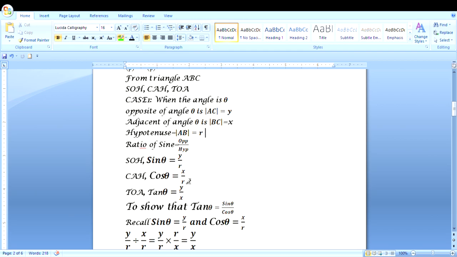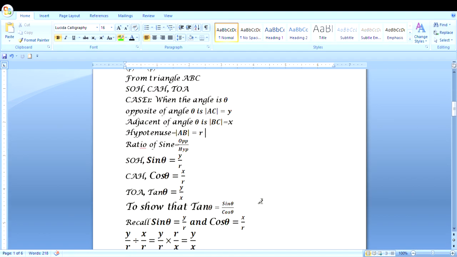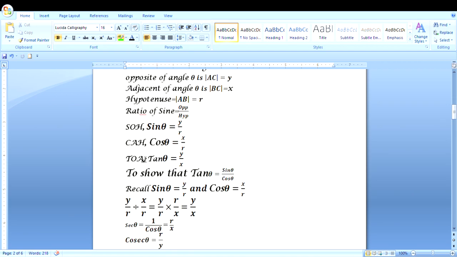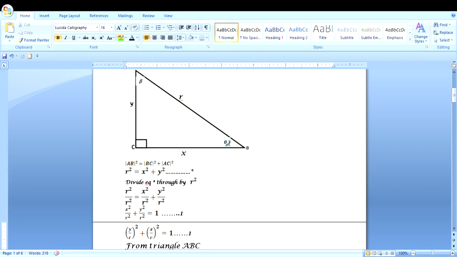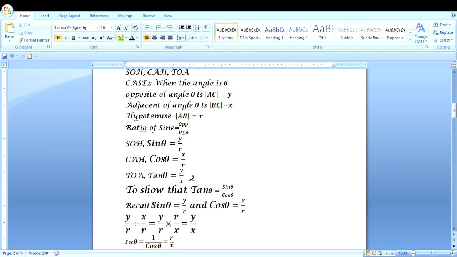That is established. For cosine, which is cos theta, using the angle theta here, is adjacent over hypotenuse. The adjacent of this triangle is BC, which is X over AB. So cos theta is X over R. Now the TOA, which is tan theta, which is the tangent, is opposite over adjacent. The opposite of angle theta here is Y, and the adjacent is X, which is Y over X.